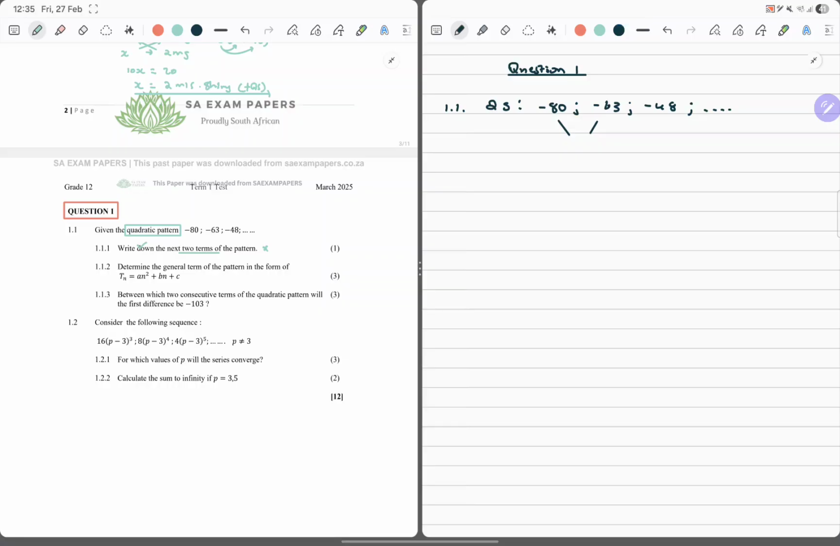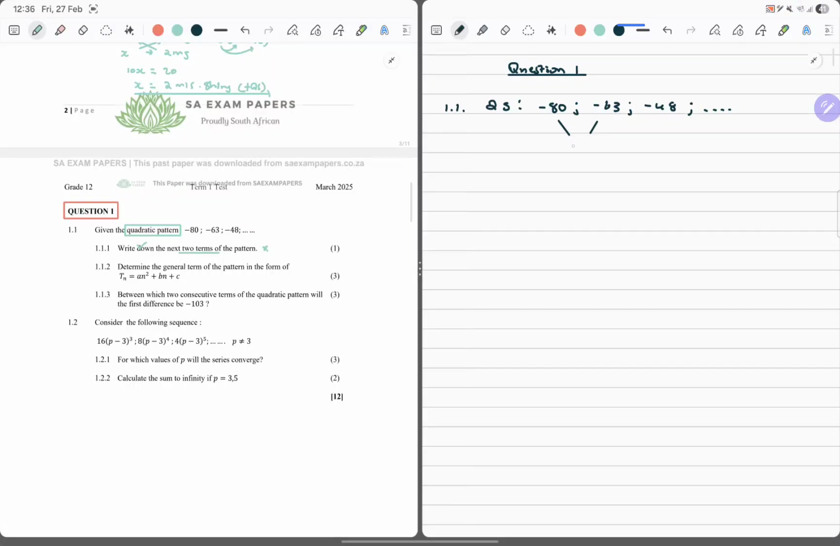Anyway, folks, to get those two terms, we can use this. So now we've got minus 63. We want to know the first difference between those two. We just say minus 63 minus minus 80, which is just going to be plus 80. And what does it give us? This is 17. And then, let's see.